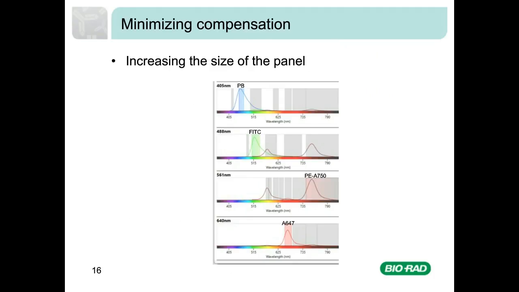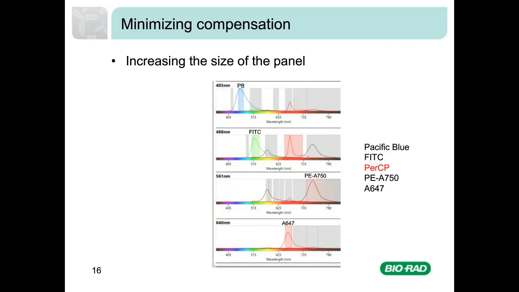If you want to increase the size of the panels and still avoid compensation, it's often easiest to look at where there are gaps in the instrument detectors and pick fluorophores that are compatible. If we start with the same 4-color panel I showed earlier, but have split the fluorophores across 4 lasers, so a PE Alexa 750 is excited using the 561 nanometer laser, we can look for the gaps. One example could be PerCP, which is excited by the 488 nanometer laser, and though it has some cross-laser excitation, they are in areas that do not interfere with the current 4-color panel.